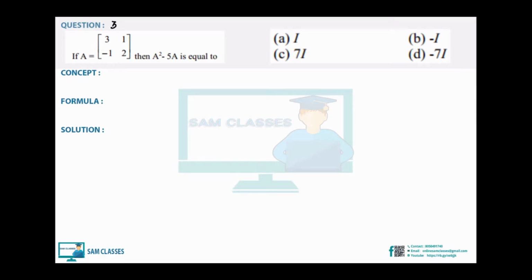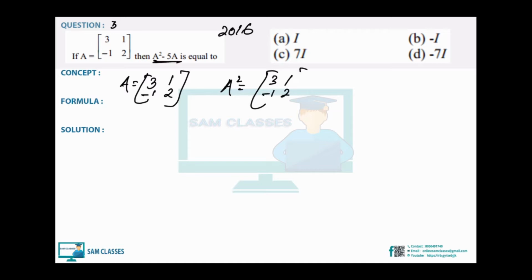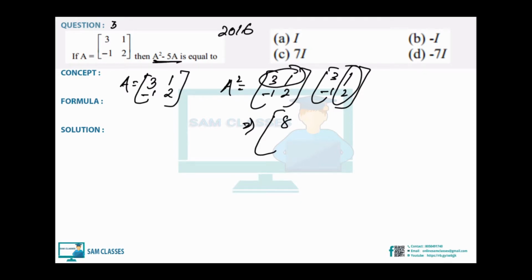Now students, this question is of 2016. Now what they've given, A is given, you have to find A square minus 5A. So very simple, first find A square and then we'll just add with minus 5A. So A square will be nothing but, you take it 3, 1, minus 1 and 2, 3, 1, minus 1 and 2. Multiply, you will get 8. You will get here this and this, 3 minus 2, 5. You will get here minus 5. And for the last one, this and this, so minus 1 plus 4. So you will get 3.